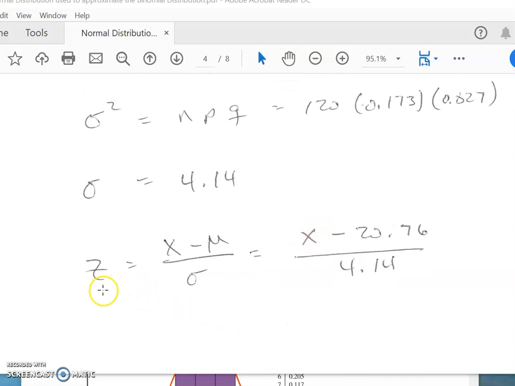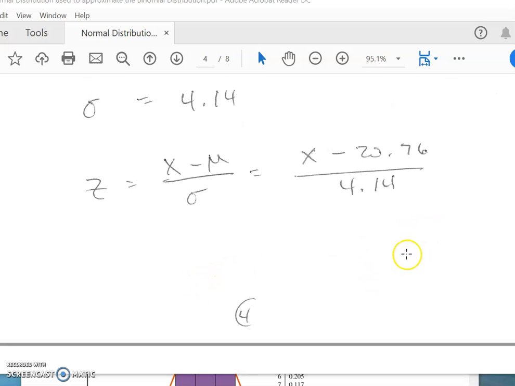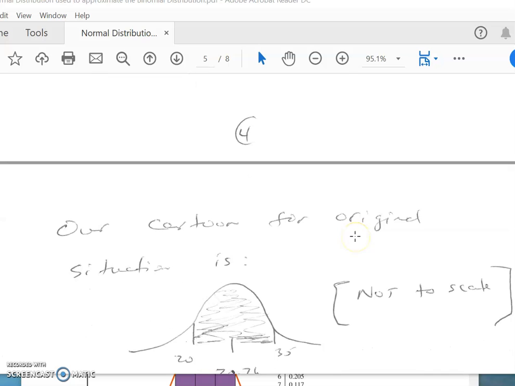The z-score, as it's oftentimes called, is just x take away mu over sigma. That x is the original data point that you're dealing with. You're going to take this data point x and transform it into a z-score. So in this particular situation, mu is 20.76 and sigma is 4.14. So we're all ready to go here.